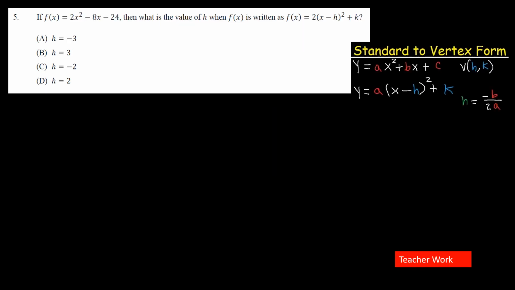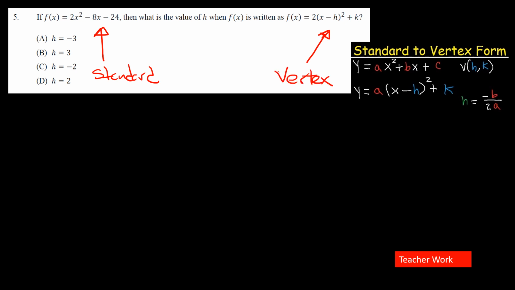So this question says here, if f of x equals 2x squared minus 8x minus 24, then what is the value of h when f of x is written as f of x equals 2 times x minus h, all that squared plus k? So what's happening here is the skill is we are going from standard form, which this here is standard, okay, so we're going from standard form to vertex form.